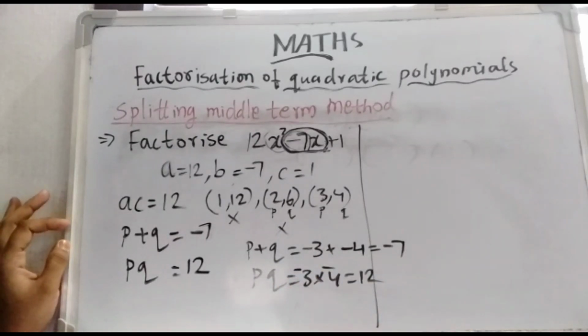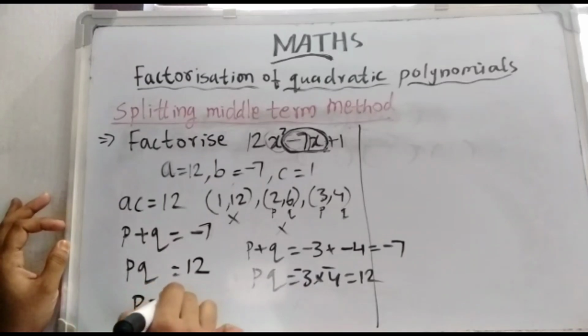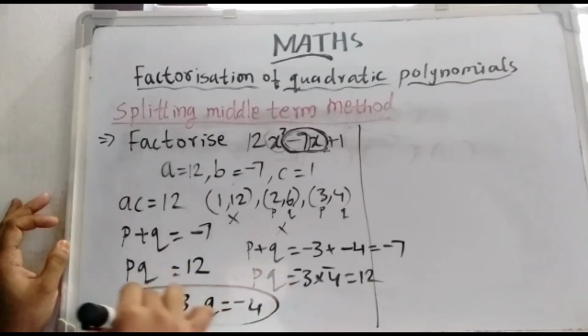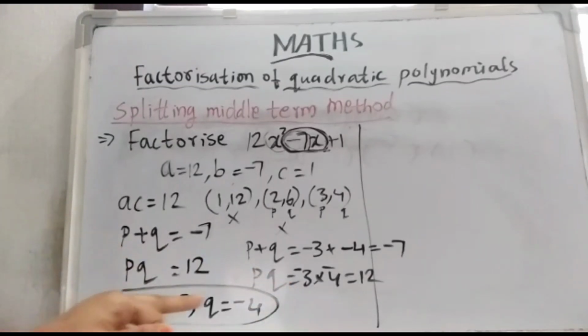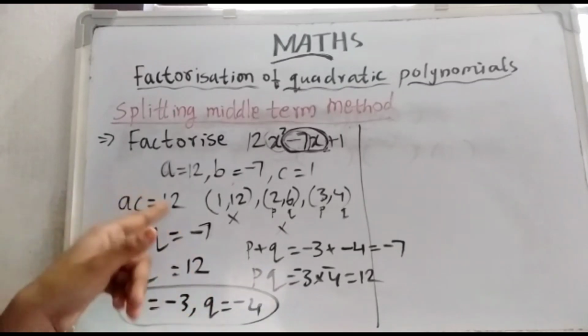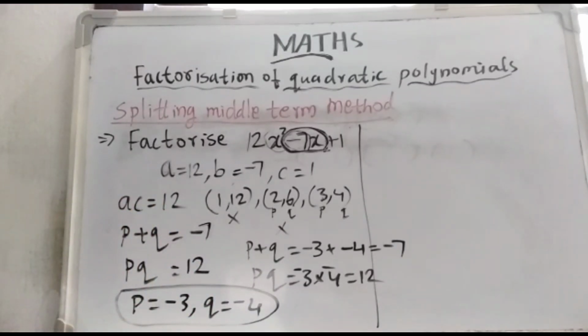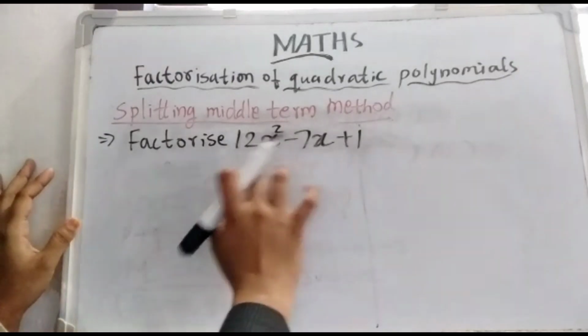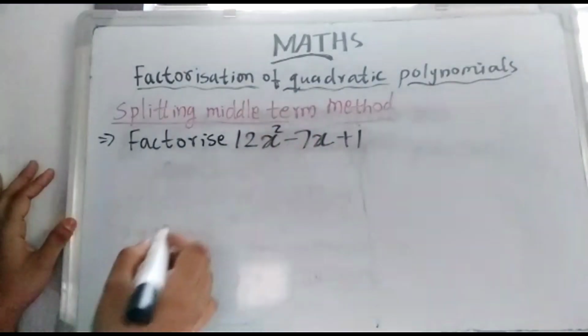Clear? So our P is minus 3 and Q is minus 4. So we selected P and Q. By using these two numbers, we have to split this middle term. So, dear children, next step we have to factorize this polynomial.